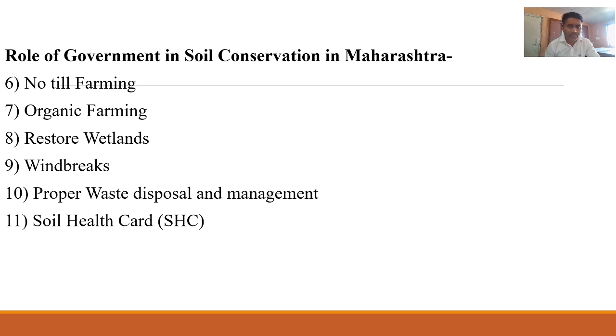Not only this, but with the use of the soil health card, farmers come to know the ratio of these nutrients, which nutrient has decreased or which nutrient has increased, what is the requirement of the crop and what is the requirement of the soil. These things also come into use for soil conservation.